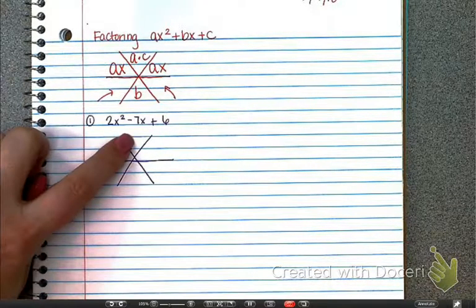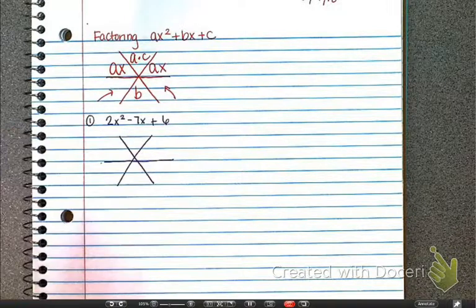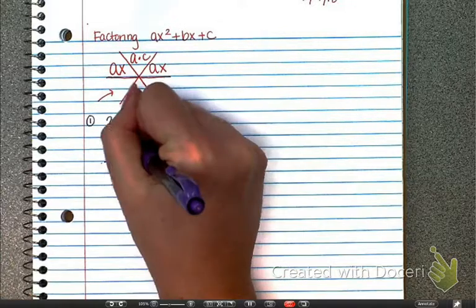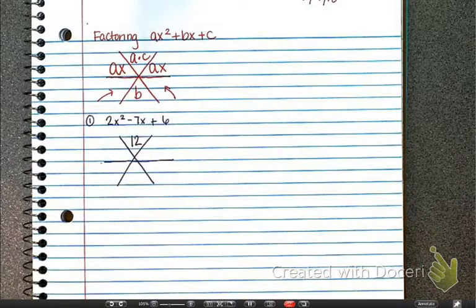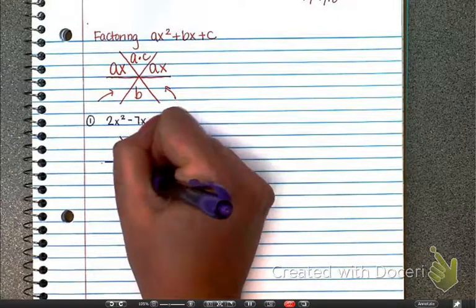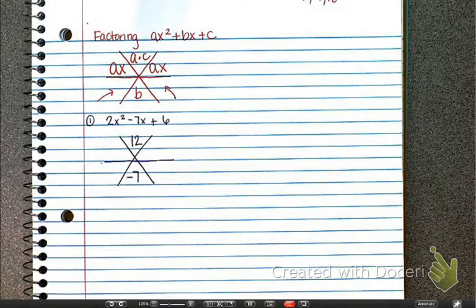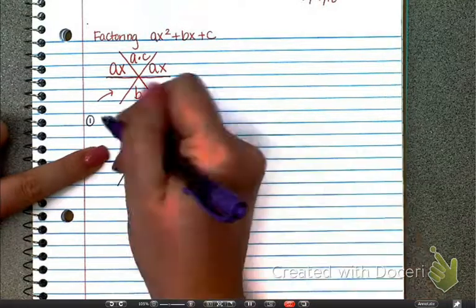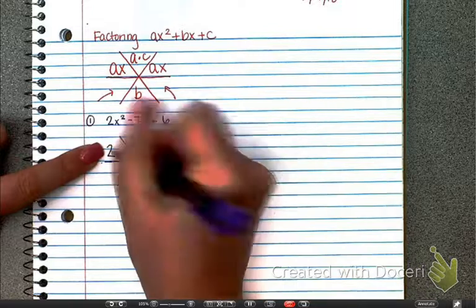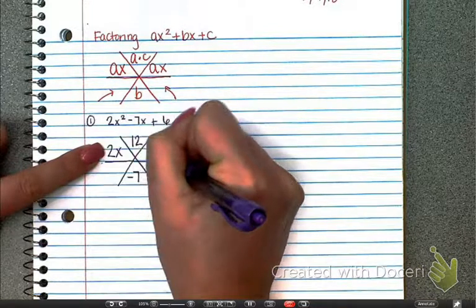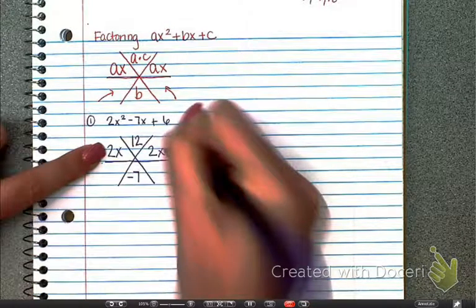What goes on top of my super X? 12. A times C. So 2 times 6 is 12. Just like we did with the X. What goes on bottom? Negative 7. Okay. Now remember up here is your A term. So that's 2 and your variable, and then 2 and your variable. That's an automatic fill-in. So whatever A is, and your variable.